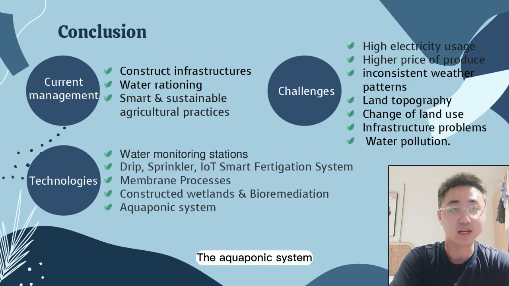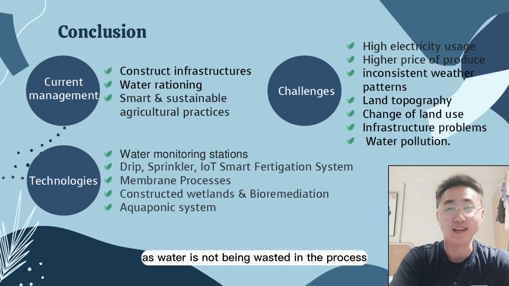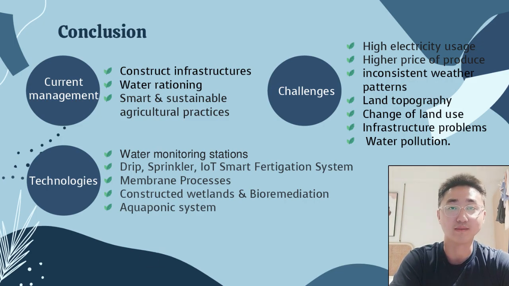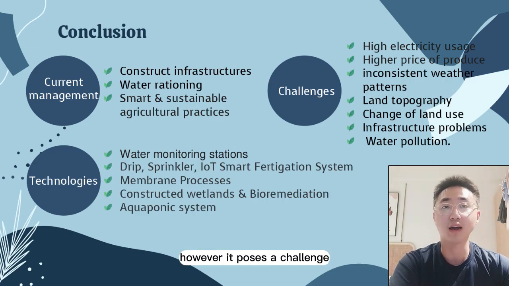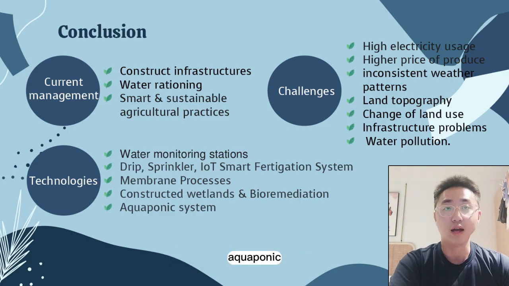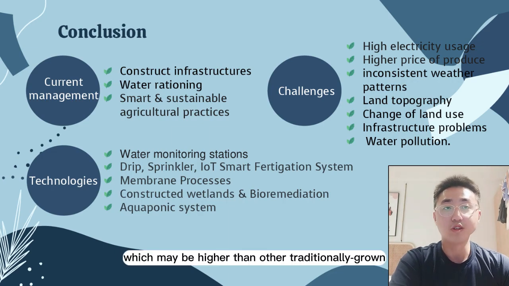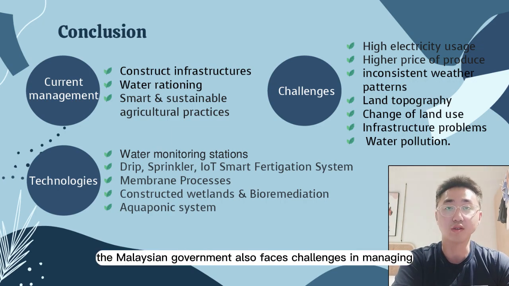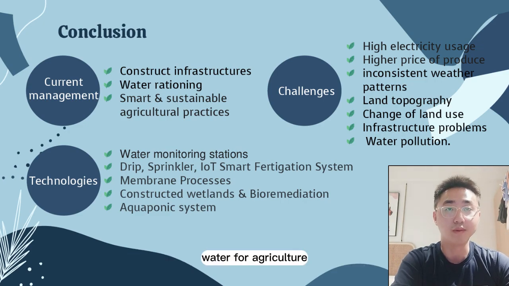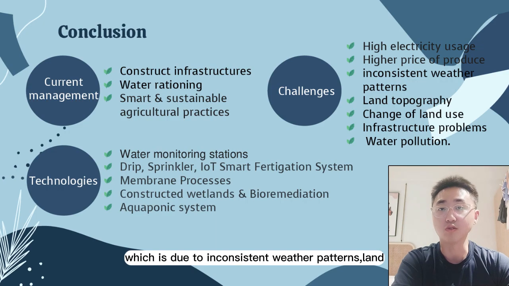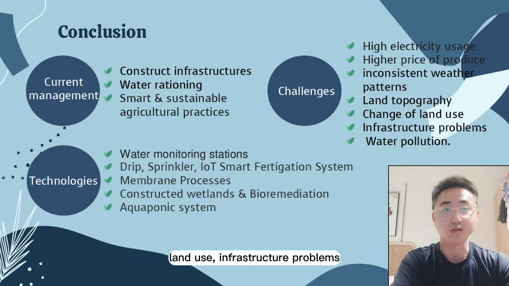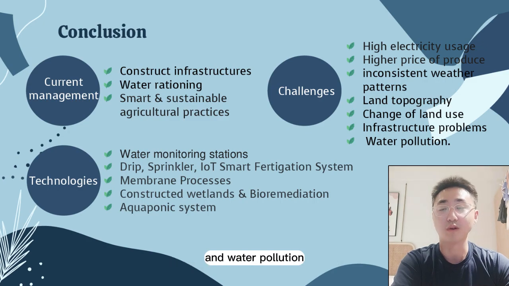The aquaponic system uses very little water, and the water is not wasted in the process. However, it poses a challenge of high electricity usage, with the pump running 24 hours. Another problem is the price of aquaponic vegetables, which may be higher than traditional vegetables. In addition, the Malaysian government also faces challenges in managing water for agriculture, due to inconsistent weather patterns, land use, infrastructure problems, and water pollution.